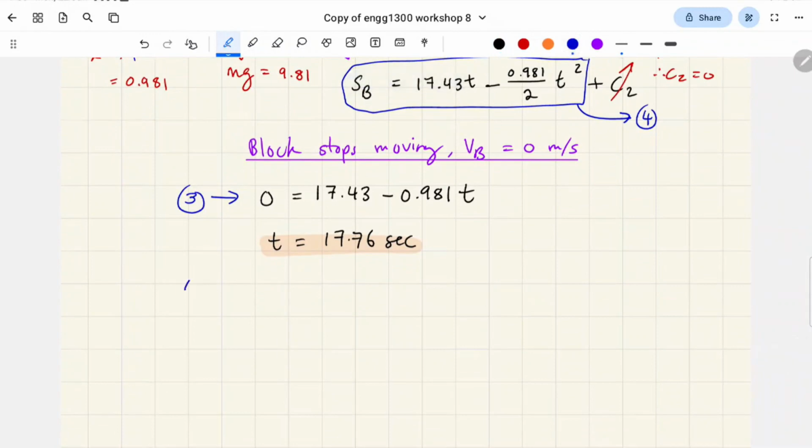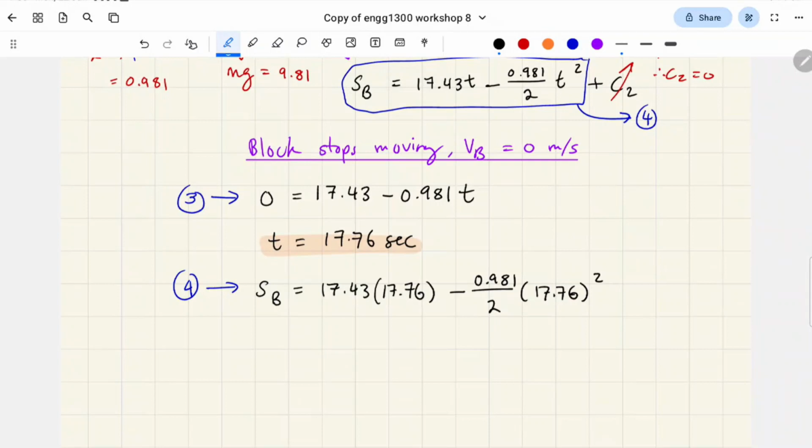Okay, and then plug in equation 4, having known the time at which it stops moving. And for each of these t's, we're going to be plugging in the time at which it stopped moving. Right? So when we chuck that into the calculator, we get that total displacement was this, right?